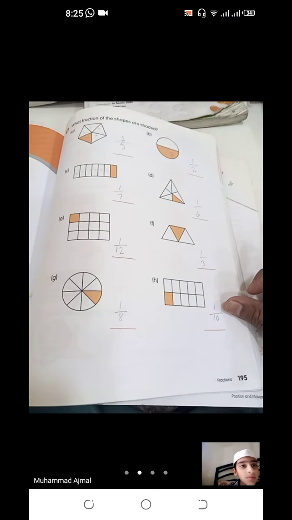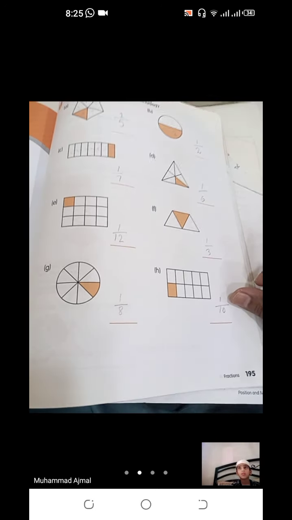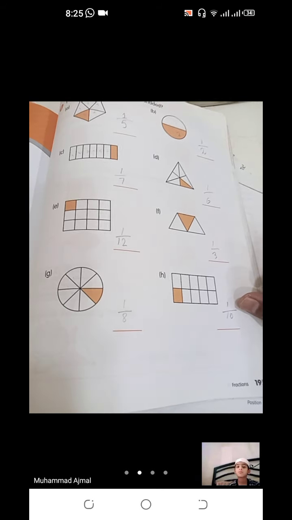Why do you need to see again and again? One is shaded out of total parts.